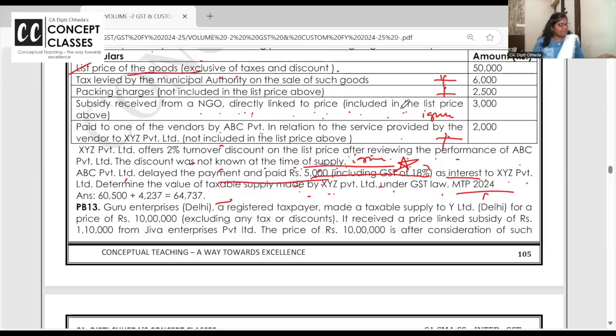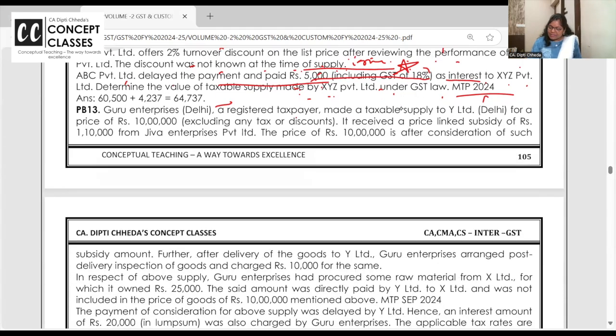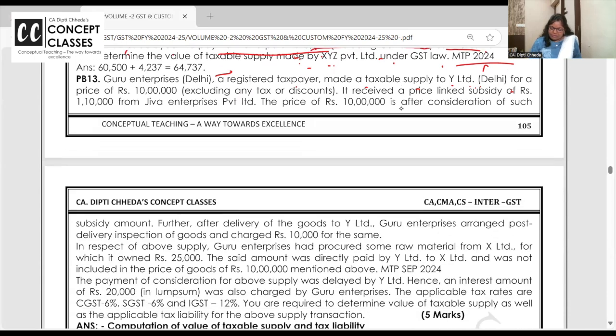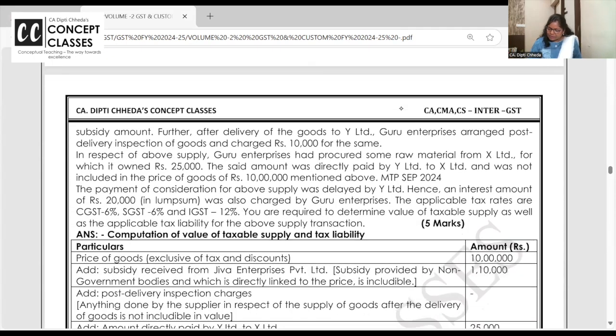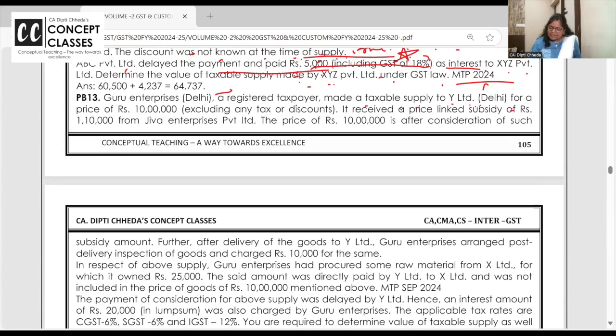Chalo. Guru Enterprise. Yeah, it's a very nice sum, asked for 5 marks. Guru Enterprise is a registered taxpayer, made a taxable supply to Y Delhi for a price of 10 lakhs, excluding taxes. So start with 10 lakhs. It received a price-linked subsidy of 1,10,000 from Jivami Limited. The price of 10 lakhs is after considering such subsidy amount.